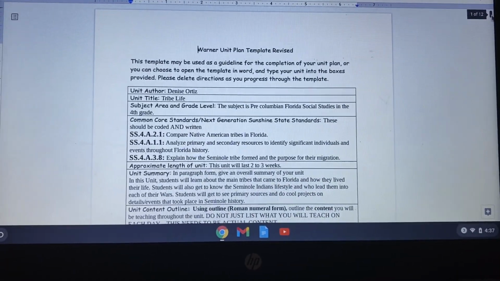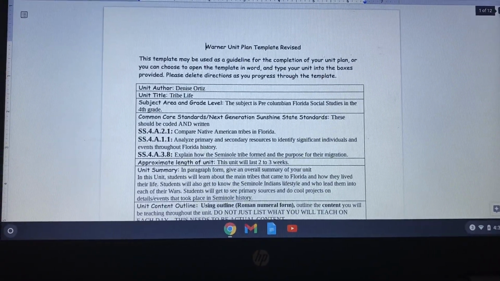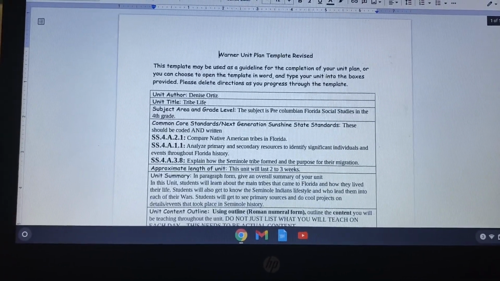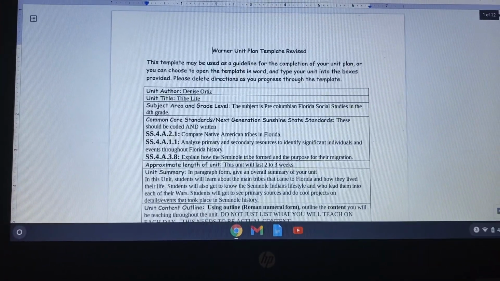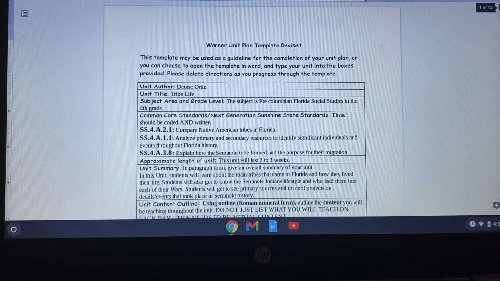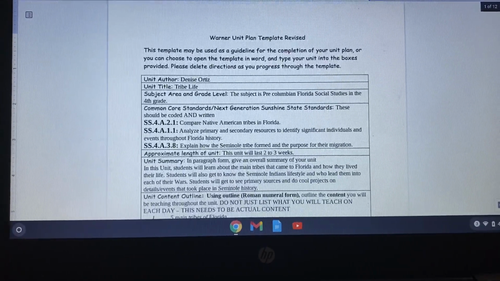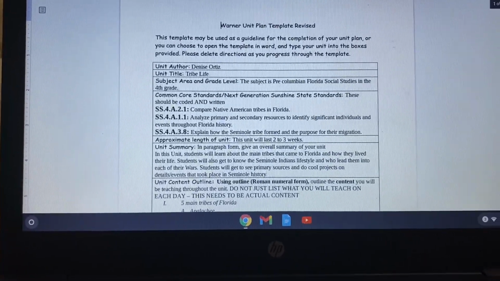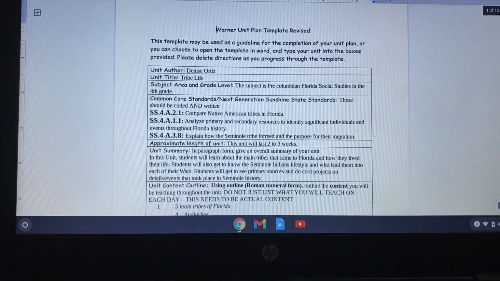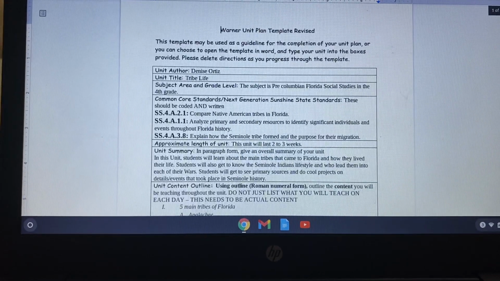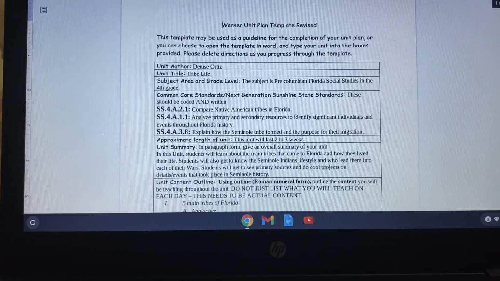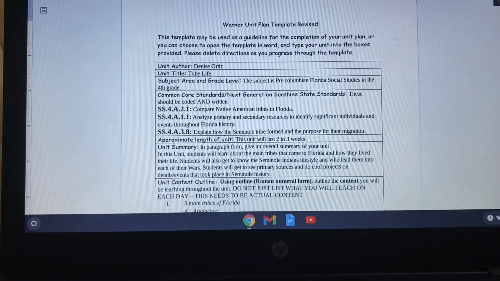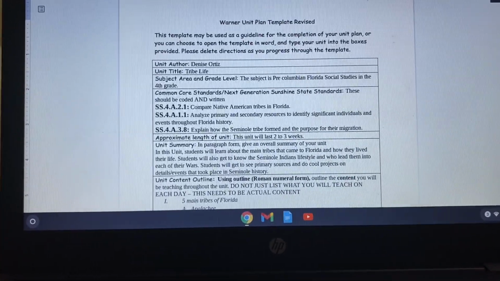So my lesson plan is more of a unit plan that I did. I mean, there's a lot of lessons in between, but I'm going to do two different lesson plans, and I called it Tribe Life. I said the subject is pre-Columbian Florida Social Studies in the 4th grade.